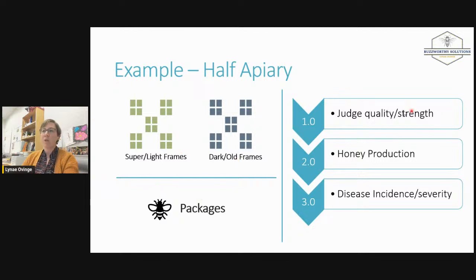And so we have over here the level of measurement. Just start off, you can just use that beekeeper judgment of the quality and strength between the halves of the yards. If we want to get more complicated, we can do some sort of honey measurement on the halves of the yard. And then if we want to get even more complicated and write down data, we can look at how much disease we have in each half yard. You do that on 6 apiaries, you should get an answer about whether or not there's a difference between these two types of frames in your operation.